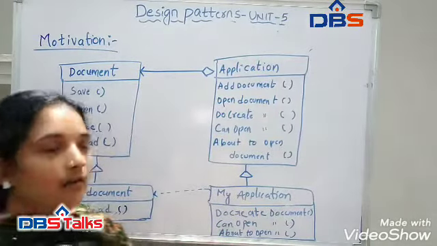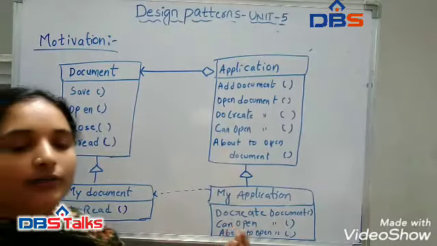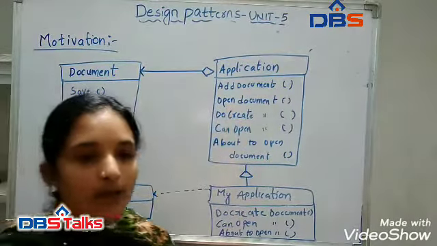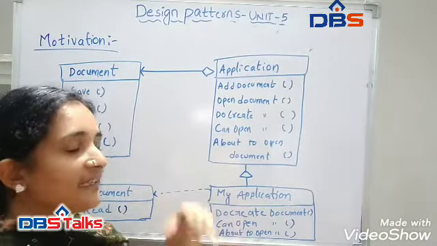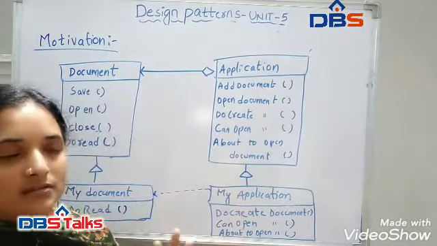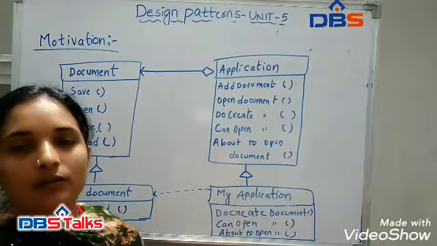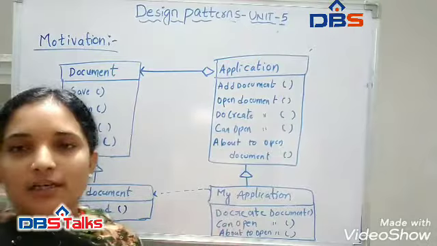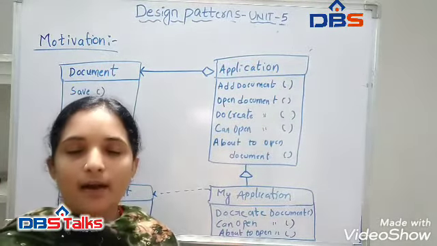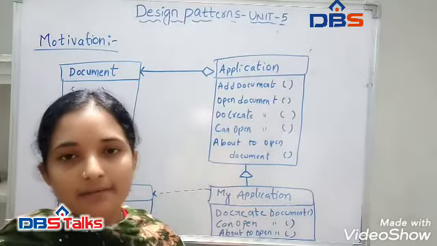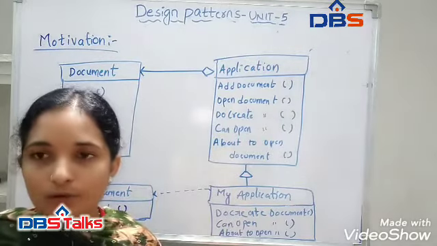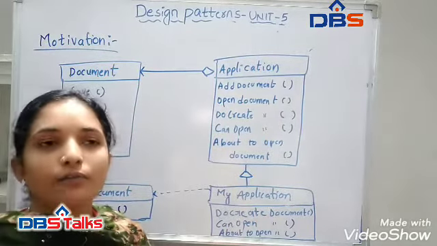If you see the application, we have the open document. The open document defines each step for opening the document. It also checks whether the document can be opened or not. So this is the working of this motivation in the template method. Whatever sequence we have given, we have to follow that sequence. Whether you use a spreadsheet or a Word document, whatever you are using, you have to follow the same steps.